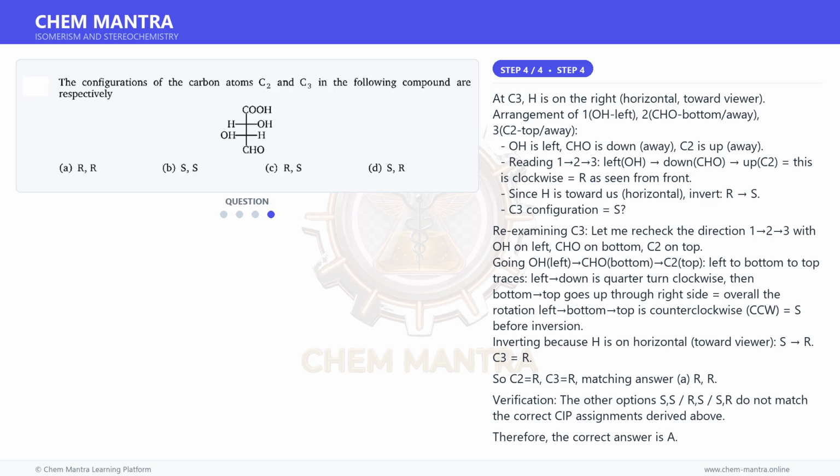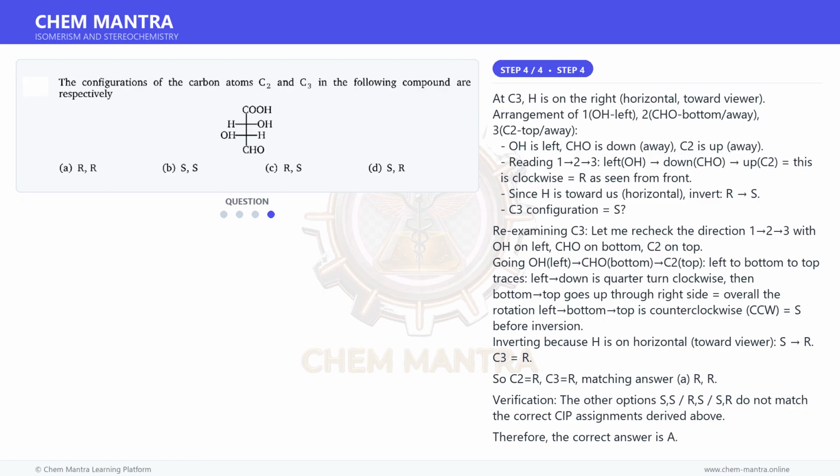At C3, H is on the right, horizontal, toward viewer. Arrangement of 1, O left; 2, CHO bottom, away; 3, C2 top, away. O is left, CHO is down, away, C2 is up, away. Reading 1 to 3, left, O, down, CHO, up, C2, this is clockwise, equals R as seen from front. Since H is toward us, horizontal, invert, so C3 configuration is S.